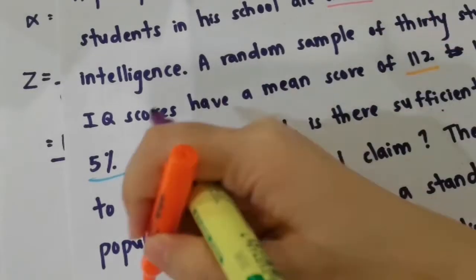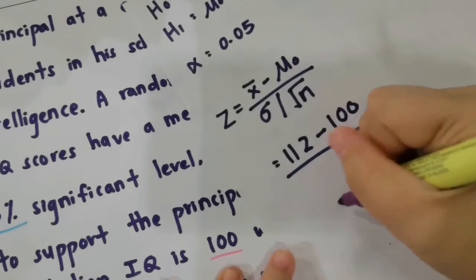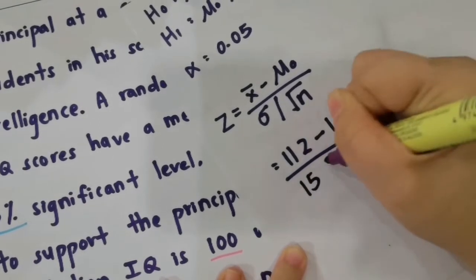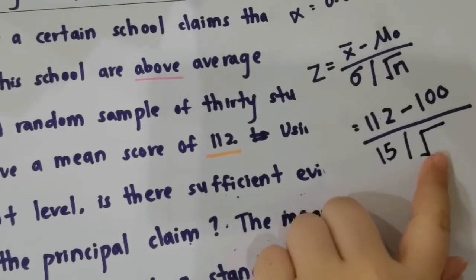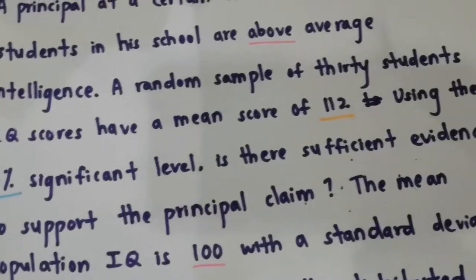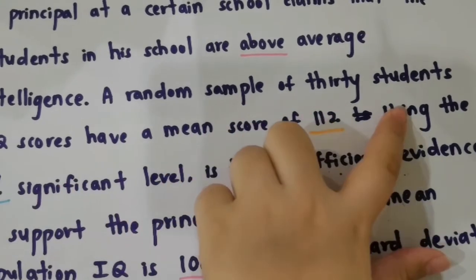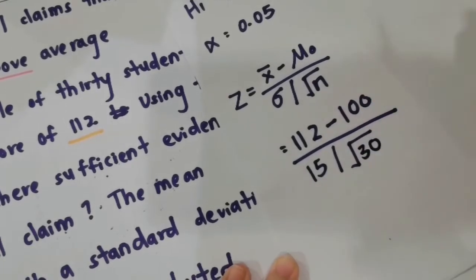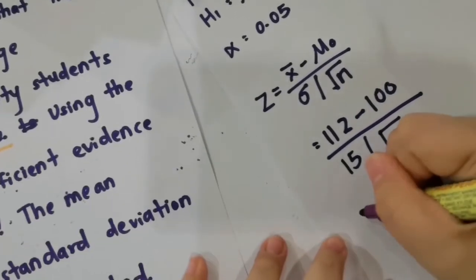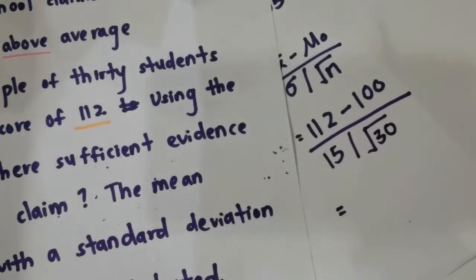So 15 is our standard deviation, so we just write right here 15 divided by square root of n, where n is the number of samples. Referring to the question, he gives us a random sample of 30 students, so our n is equal to 30. Now we need to use the calculator to find this answer.